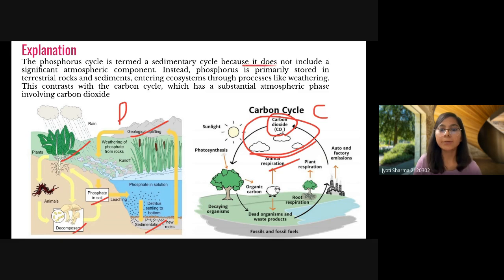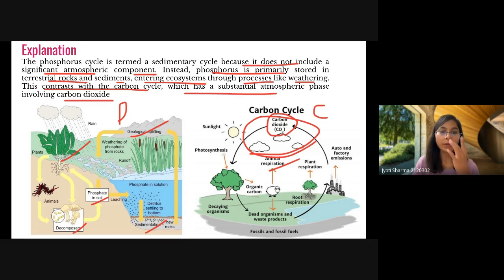Just see the writer, because it does not include a significant atmospheric component. Instead, phosphorus is mainly stored in terrestrial rock and sediments, entering the ecosystem through processes like weathering. This contrasts with the carbon cycle, which has a substantial atmospheric phase involving CO2. So that's why we consider the phosphorus cycle as the sedimentary cycle.